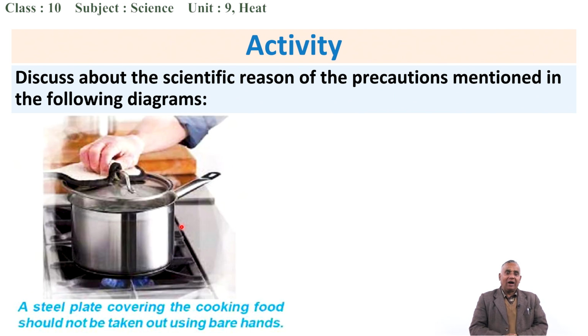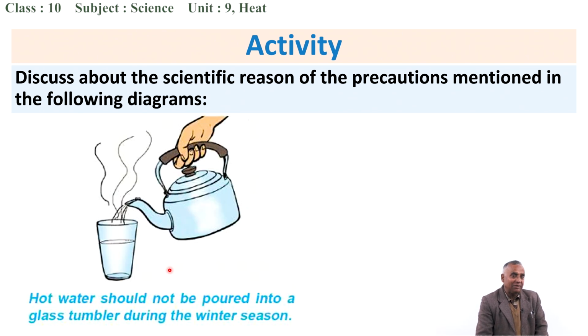Next one is, a steel plate covering the cooking food should not be taken out using bare hands. Yes, that will burn your hand. That's why we have to use some insulation, some other tools to hold the lid, isn't it? So heat transmits from one body to another body. That concept is given here.